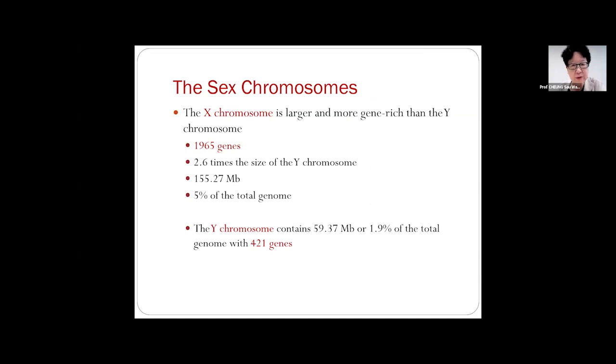The X chromosome is larger and more gene-rich than the Y chromosome. It has 1965 genes and is 2.3 times the size of the Y chromosome. The length is roughly 155 megabases, about 5% of the total genome. The Y chromosome contains roughly 60 megabases, or 1.9% of the total genome, with 421 genes.